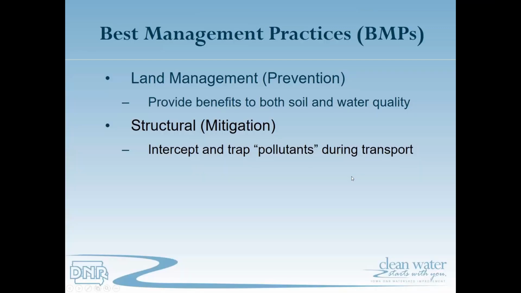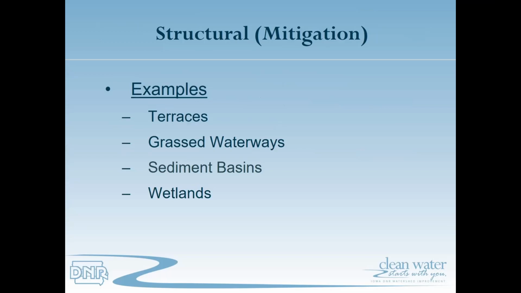If we look at the next type, structural best management practices. What these do is stop or intercept pollutants as they are leaving the area during transport. Some examples of those would be terraces, grassed waterways, sediment basins, and wetlands. So in this case, once that runoff, that soil, that phosphorus is moving, how do we stop it from getting further and getting to the lake?